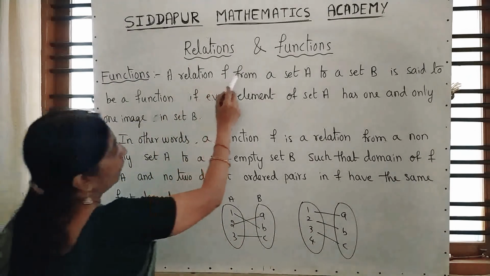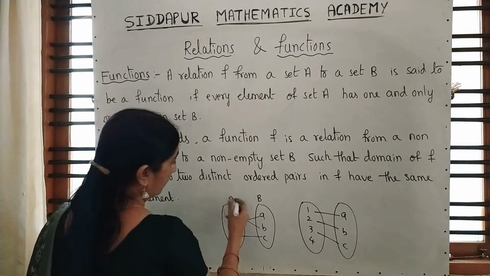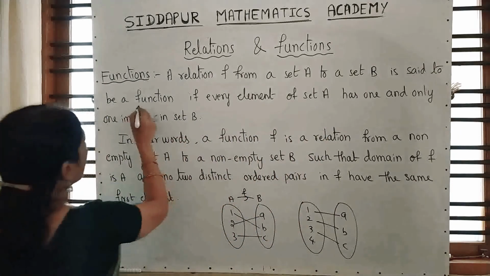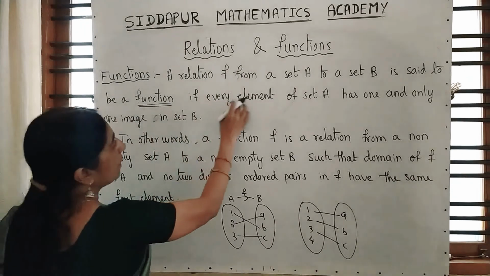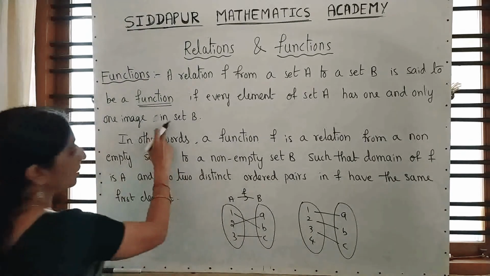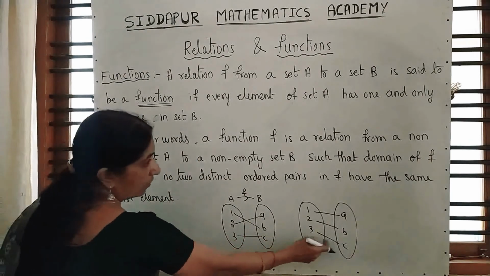A relation F from a set A to set B is said to be a function if every element of set A has one and only one image in set B. Correct? Here 4 has no image.